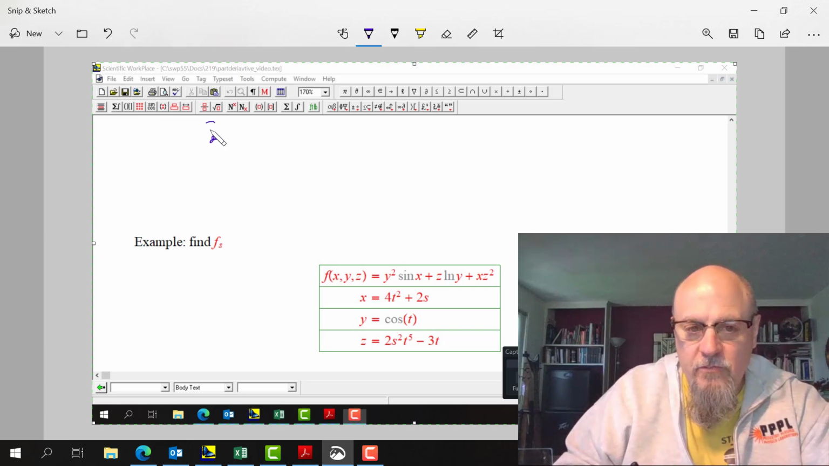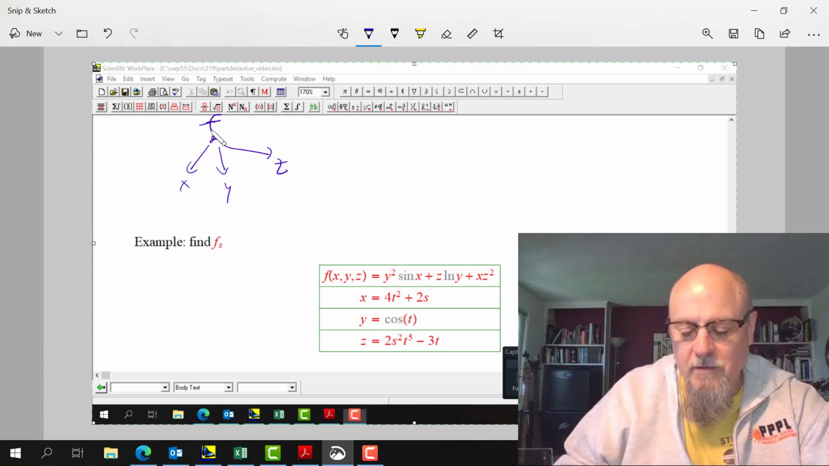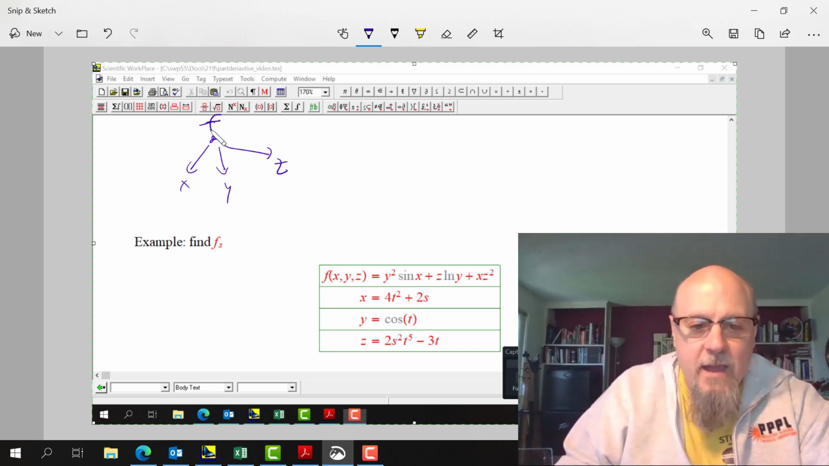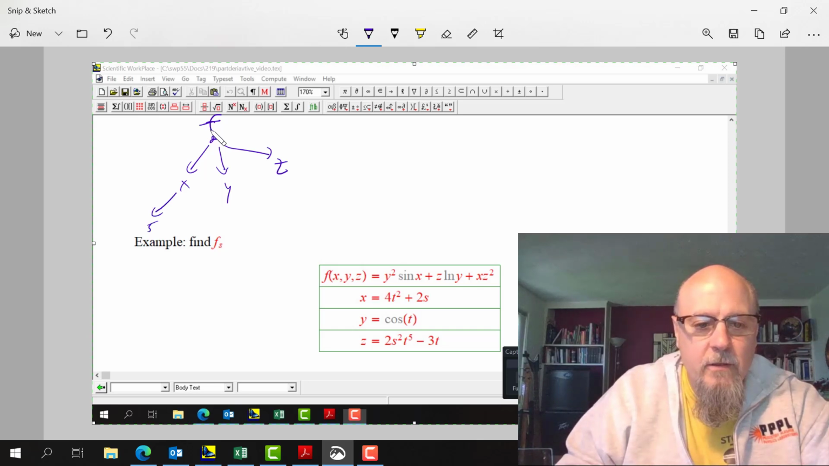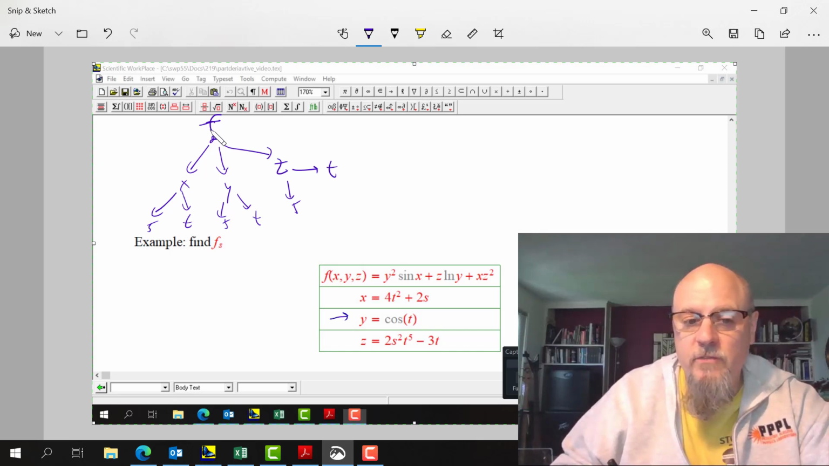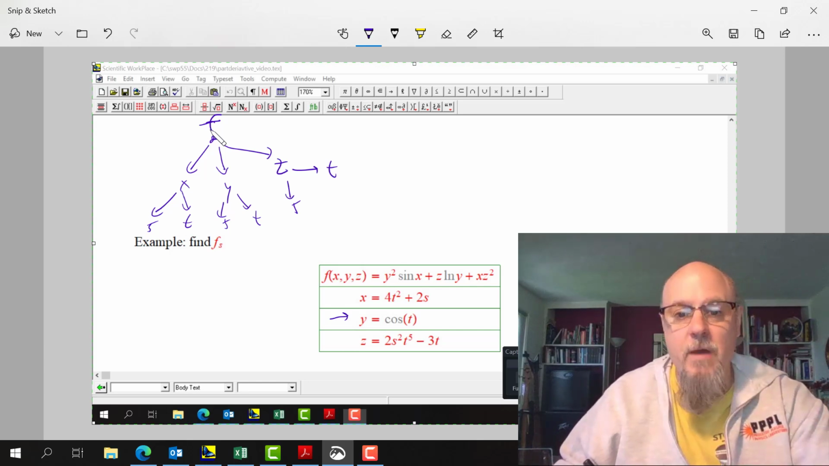And I want f sub s. So f is a function of x and y and z. Anyway, there it is, x, y, z. Now, x is a function of s and t, y is a function of s and t, and z is a function of s and t. Now, I know you're saying, well, wait a minute. y is only a function of t, not of s. Yeah, that's okay. The tree diagram is organizing my thoughts.